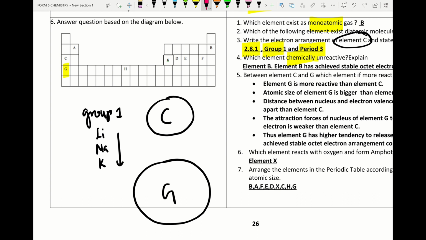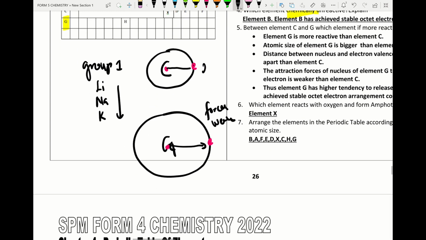is bigger, and the nucleus is at the center and the valence electron at the outermost shell. So the distance between the nucleus and the valence shell is further apart, therefore the force of attraction for element G will be weaker. Thus element G, if let's say this is 2.1, this is 2.8.1, element G has higher tendency to release one valence electron and achieve stable octet electron arrangement.